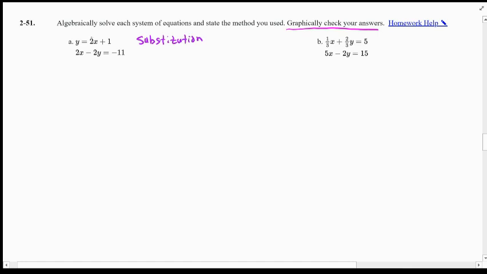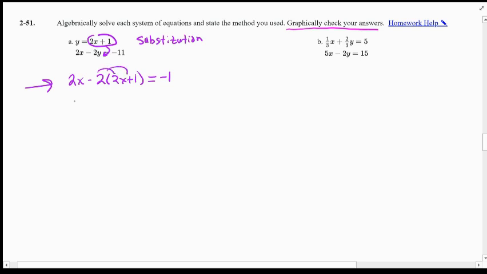already set up for us where y equals 2x plus 1. So I can literally just substitute that into that second equation, which helps me get from my two equations with two variables to now I have just one equation. I've put them together with just one variable.